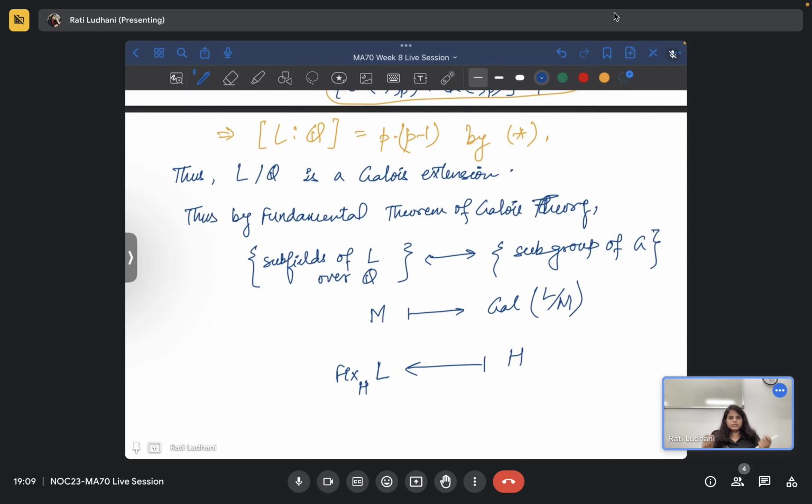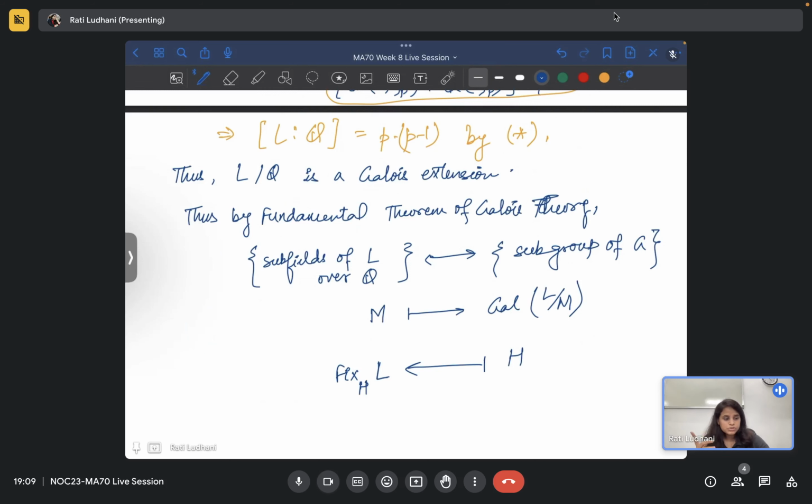We have exactly as many subfields as we have subgroups of G. That is of course finite because G is a finite group. We know that the cardinality is p times (p minus 1). So the number of subfields will be finite, right?